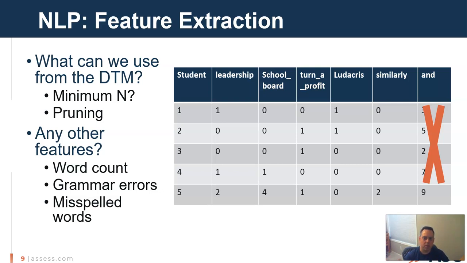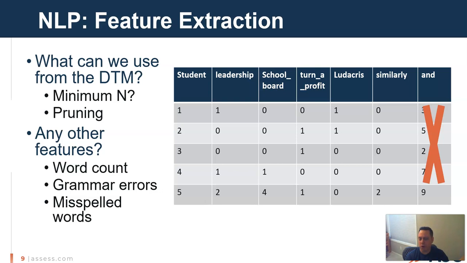For example, some automated essay scoring algorithms will flag what are called stop words, like "and" or "I" or "in" in English. Now, these aren't actually very useful words as opposed to something like turn or profit or school board. So they'll automatically ignore all of those, even though those are the most commonly used words. And it kind of makes sense when you think about it.